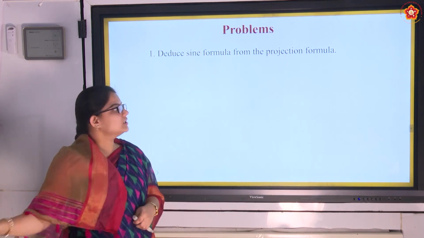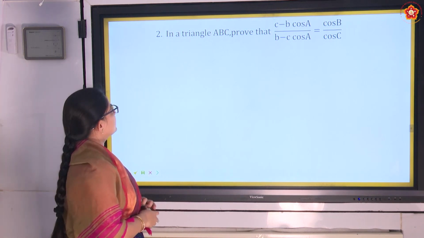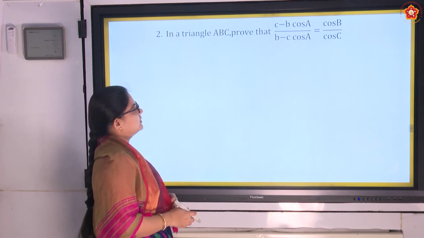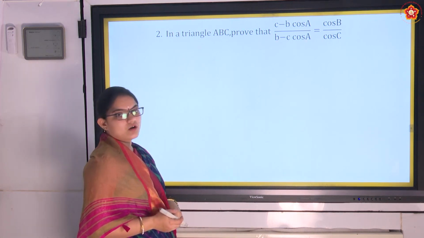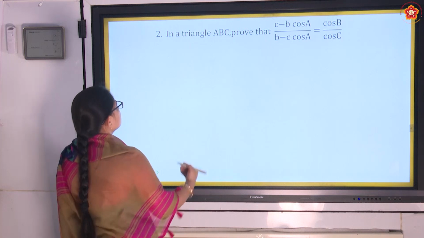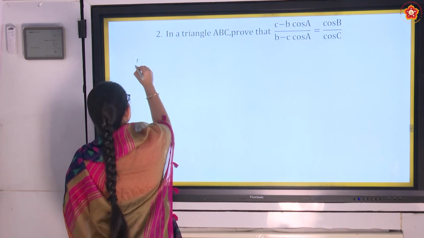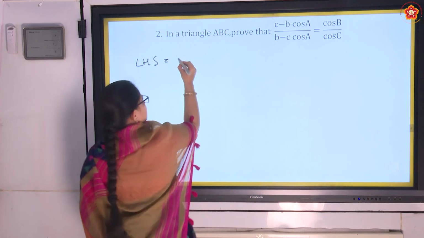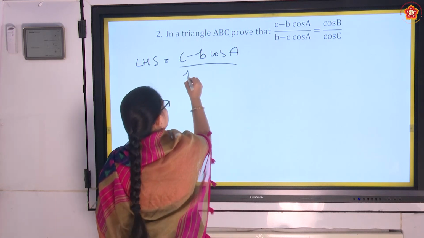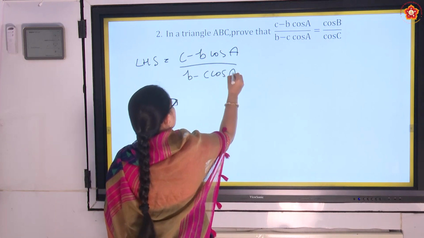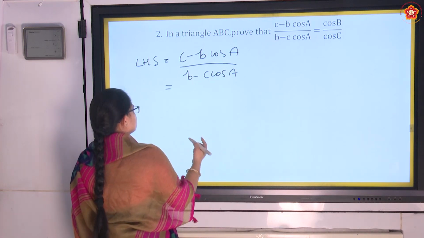Now let us move on to the next problem. We have, in a triangle ABC, prove that (c minus b cos A) by (b minus c cos A) is equal to cos B by cos C. So we have to make use of the projection formula. So we have the left hand side, that is (c minus b cos A) by (b minus c cos A). So that is nothing but c. For c we can substitute the projection formula.